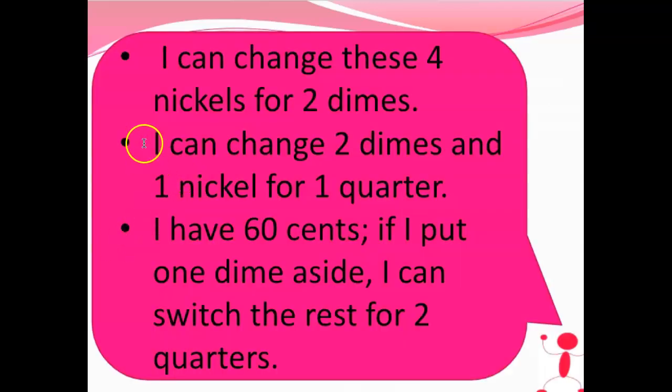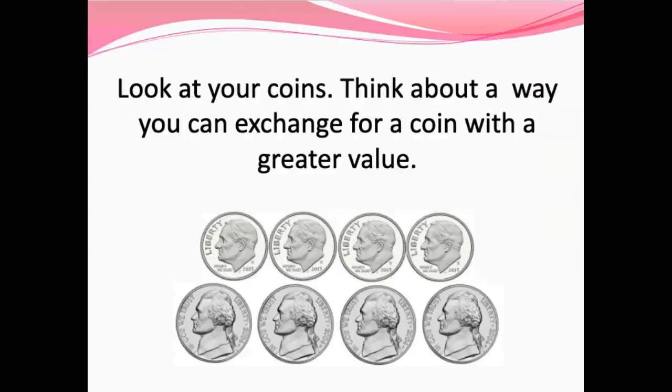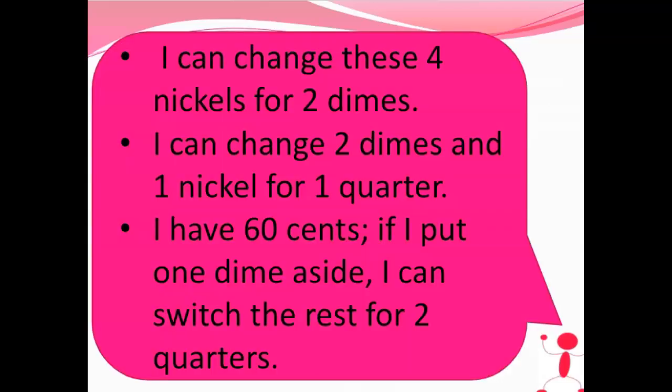What else? I can change 2 dimes and 1 nickel for a quarter, right? Just like the last problem, 10, 20, 25. So you could have said I could exchange this for a quarter. And if I have 60 cents, I have 60 cents. If I put 1 dime aside, I can switch the rest for 2 quarters.